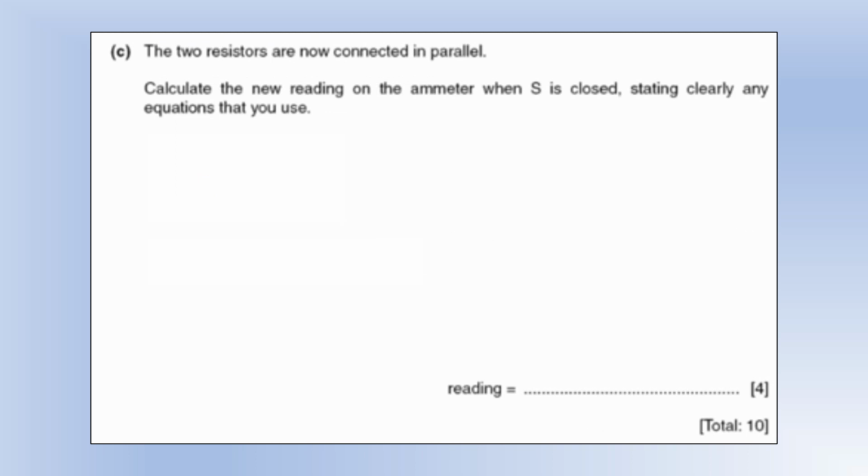So two resistors are now connected in parallel. Calculate the new reading on the ammeter when S is closed, stating clearly any equations that you use. So we've got them in parallel, so we need to use our reciprocal rule to calculate what the resistance is. And then once we've done that, we do V divided by R to get the new current, which is now much bigger because parallel resistors have a much lower resistance than series ones.